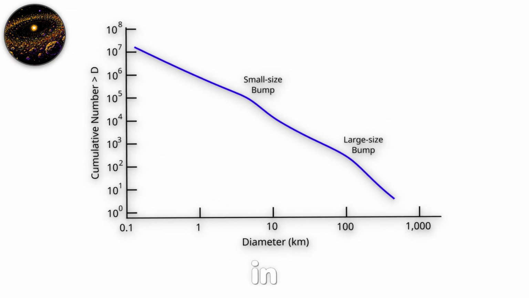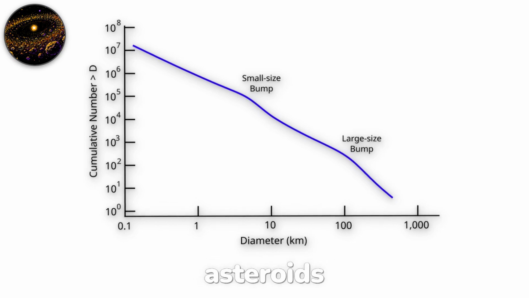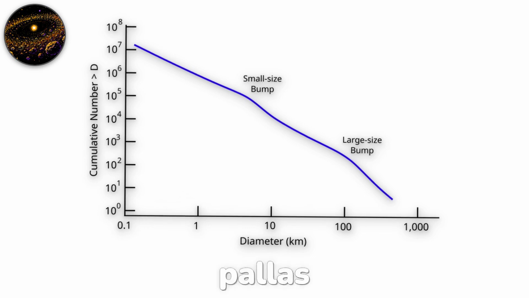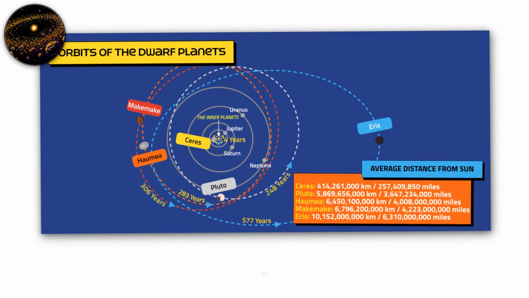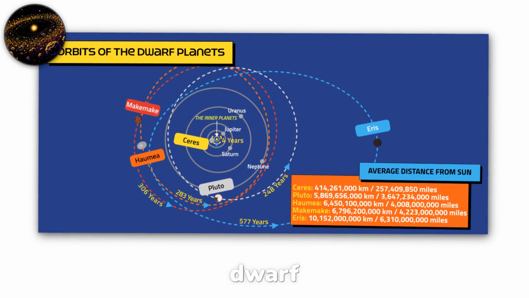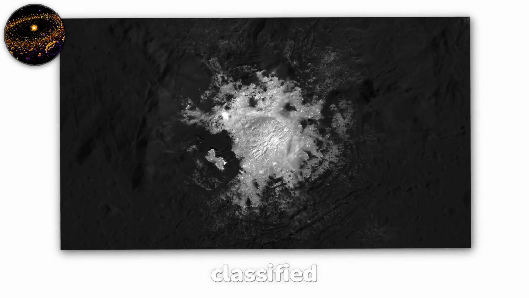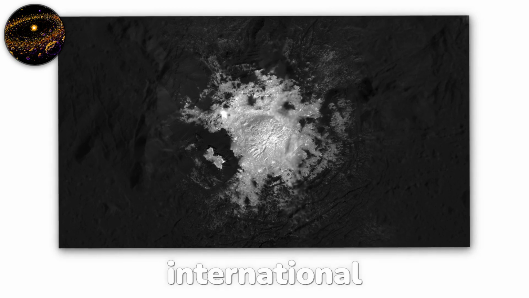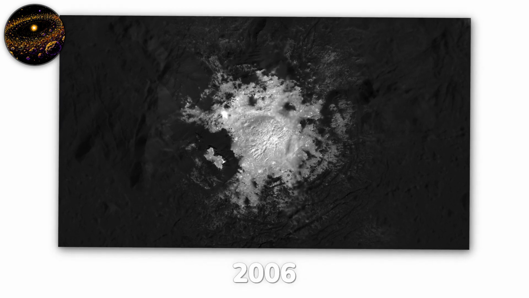The largest objects in the main belt were no longer classified as asteroids. Ceres, Vesta, Pallas, and Hygeia were sufficiently massive to be classified as dwarf planets or near-dwarf planets, with Ceres being officially classified as a dwarf planet by the International Astronomical Union in 2006.